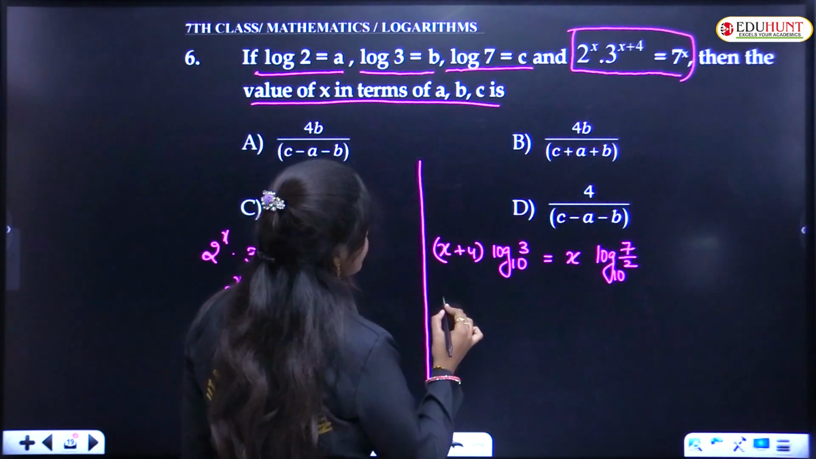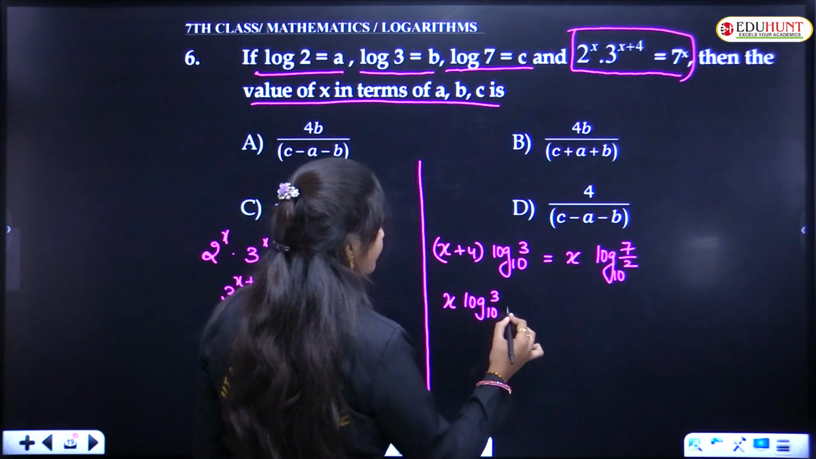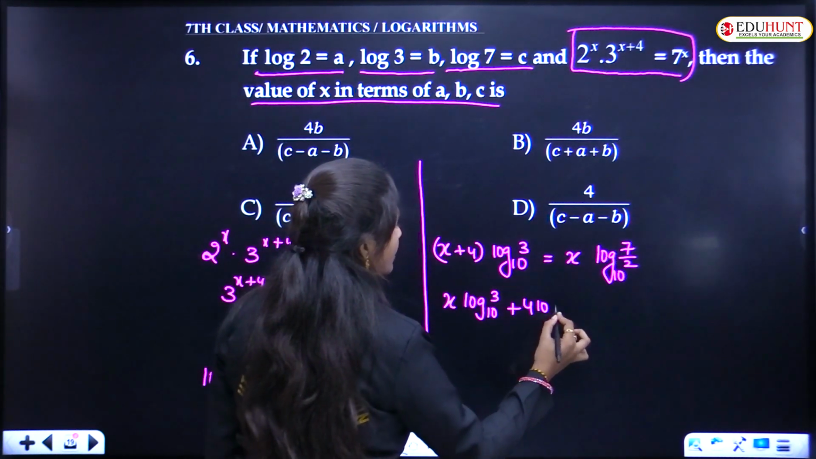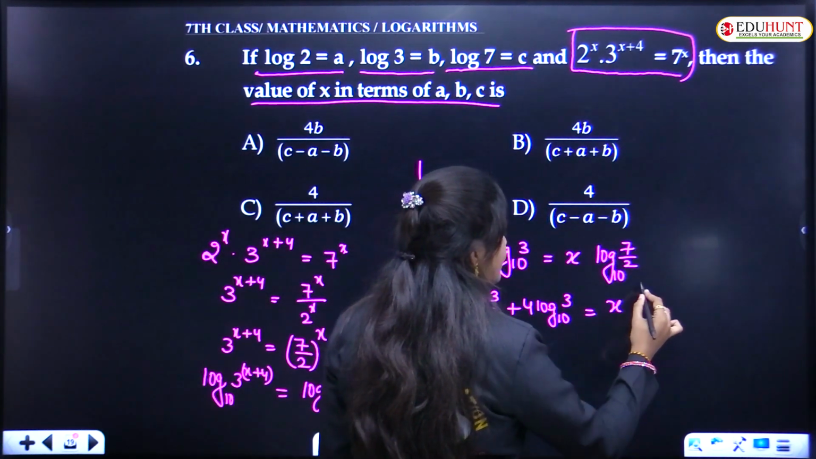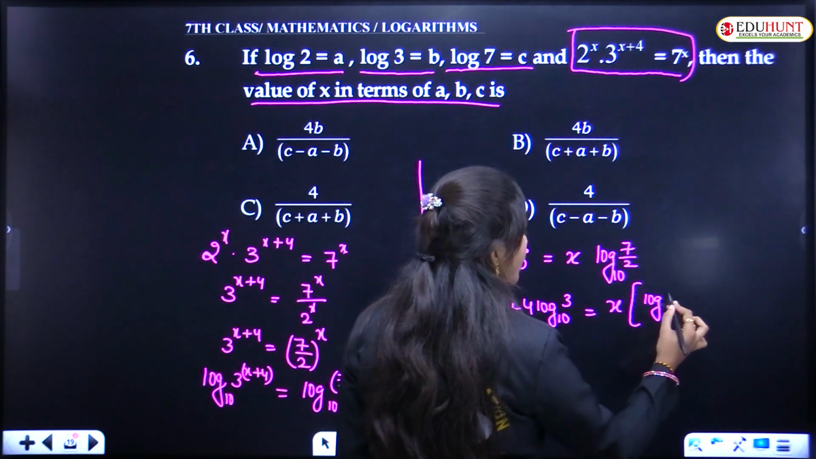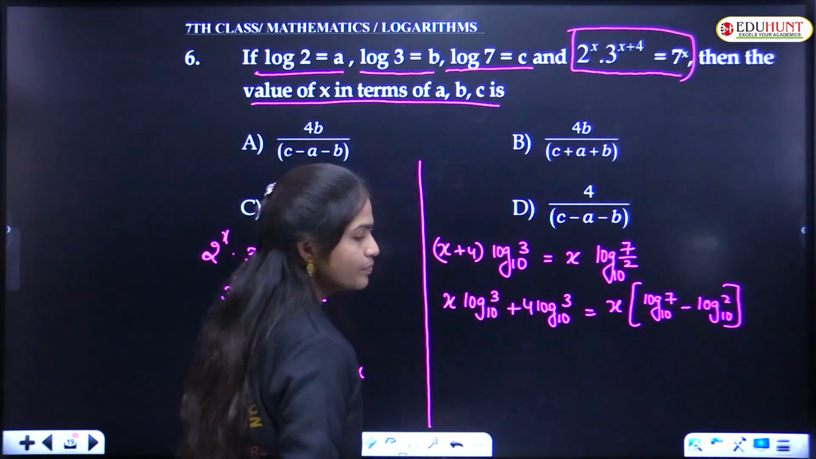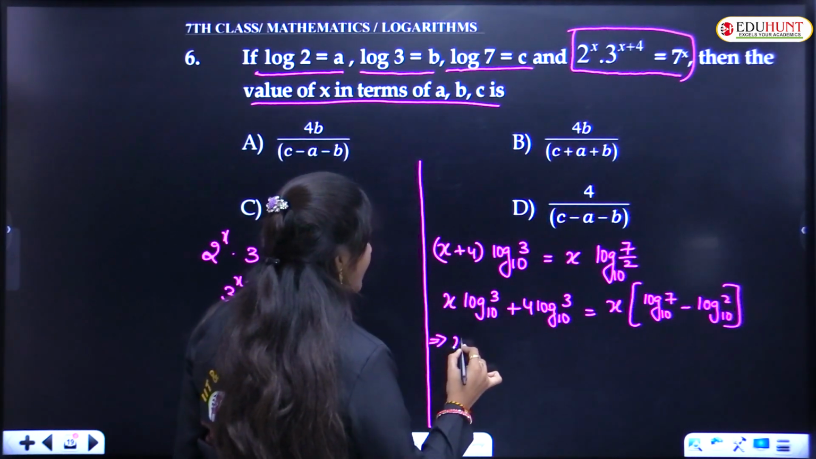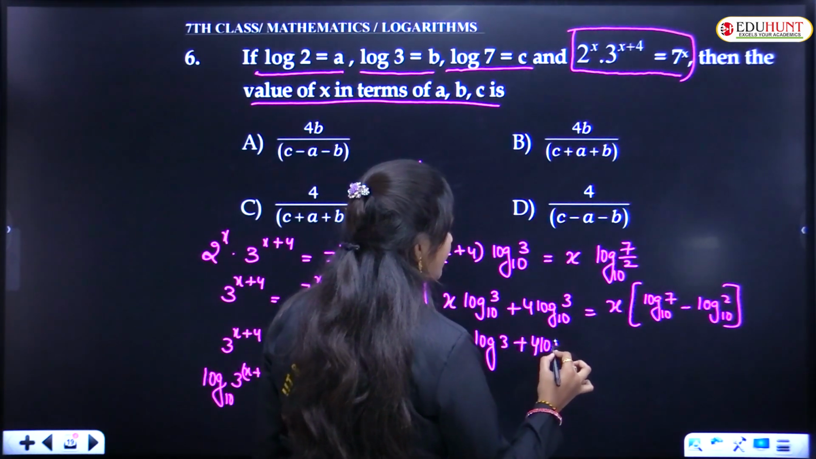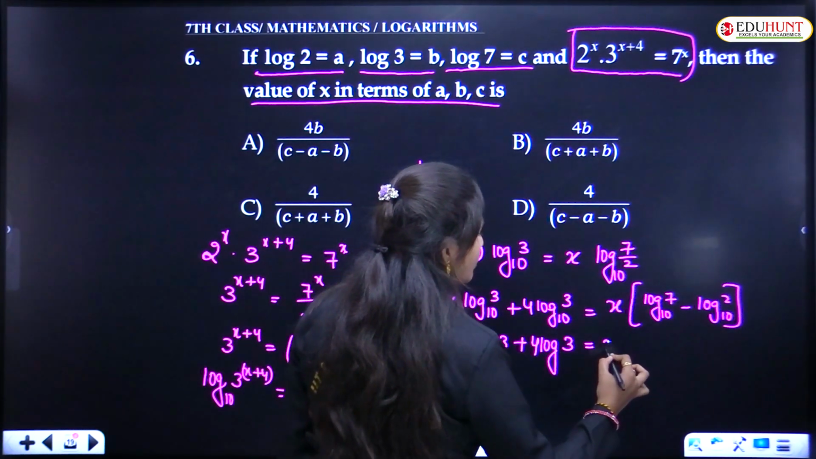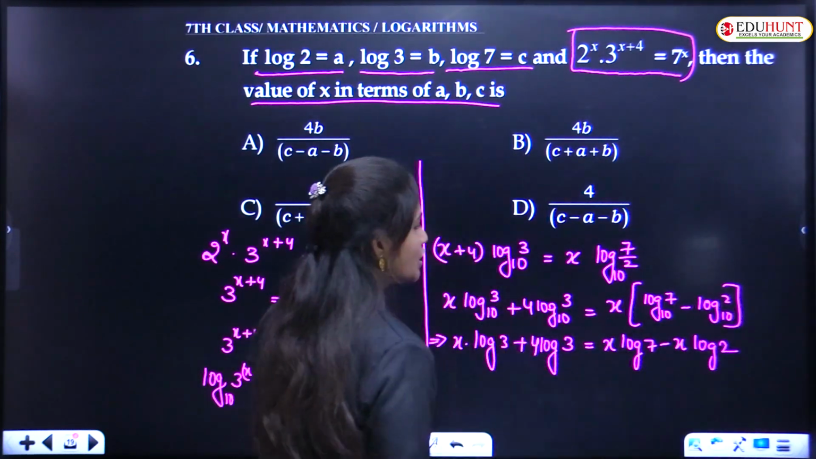So this one we can write as x into log 3 base 10 plus 4 into log 3 base 10. Just I did that multiplication, which is equal to x into, this one we can write as log 7 to the base 10 minus log 2 to the base 10. Yes or no? Okay. Not required to write, but just for your understanding I am writing 4 log 3 is equal to x log 7 minus x log 2. This equation we got.